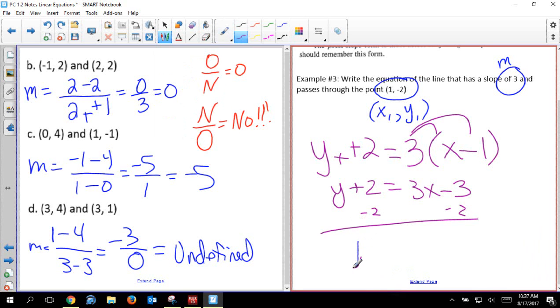Where that came from. So I get y equals 3x minus 5. Why is that not erasing? My computer, it acts up sometimes.